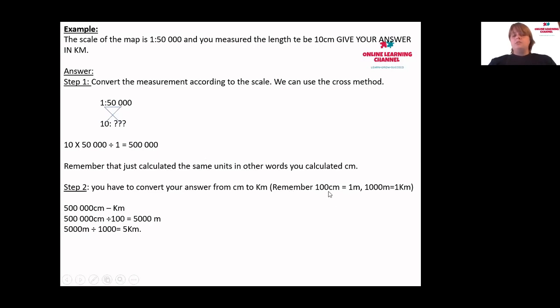Remember, 100 centimeters equals 1 meter and 1,000 meters equals 1 kilometer. So you're going to say 500,000 divided by 100 to get to meters. It's going to give you 5,000 meters. Then from meters to kilometers, you're going to say 5,000 meters divided by 1,000, and that's going to give you 5 kilometers. So 10 centimeters on this map will represent 5 kilometers in actual size.